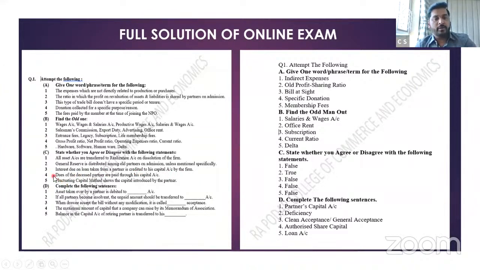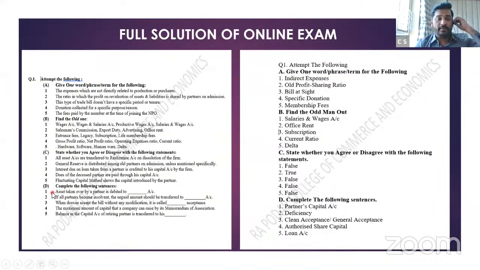Dues of the deceased partner are paid through his capital. No, other partners pay it, not through his capital. False. Fluctuating capital method shows the capital introduced by the partner. No, and that's the reason why we have the fixed capital method, where we can understand what was the original capital introduced by the partners.